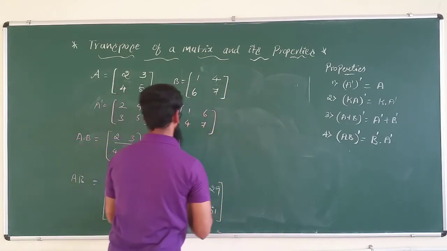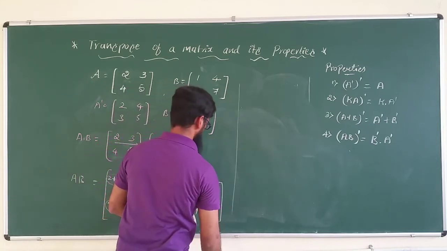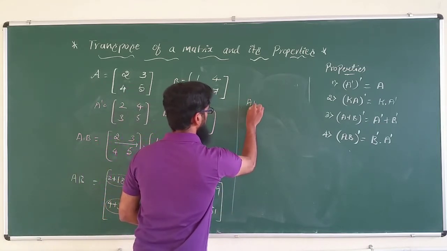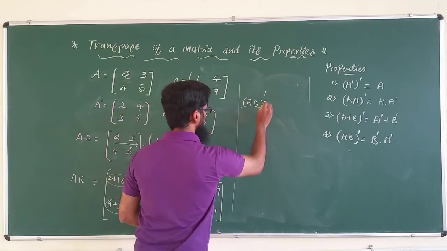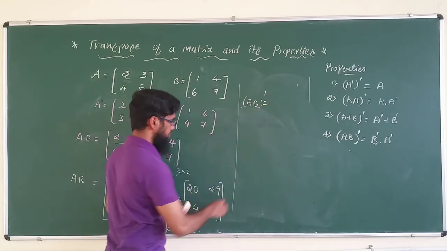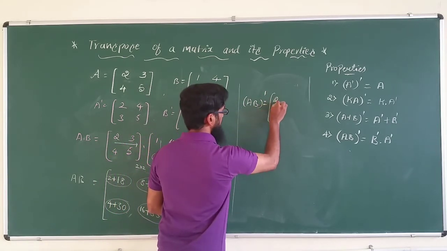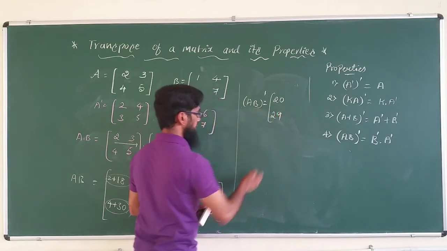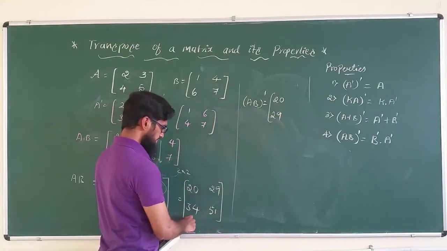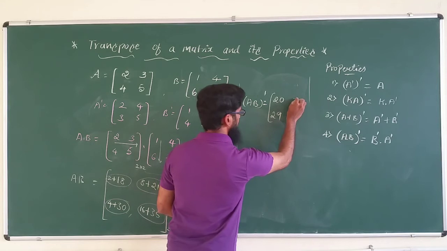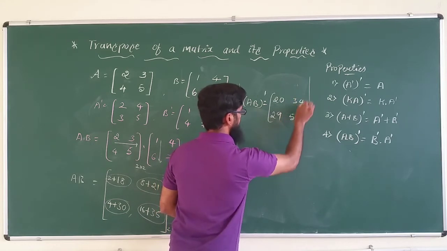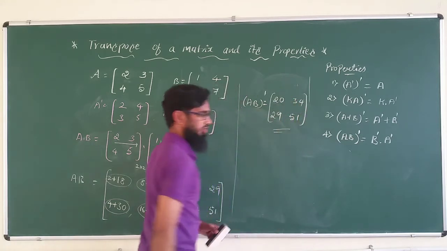I'll write. So, I just take (AB) whole transpose, which is just interchanging the rows to columns. This becomes 20, 29. That is the first row as the first column. Take the second row as the second column, 34, 51. So, now this is the LHS part.